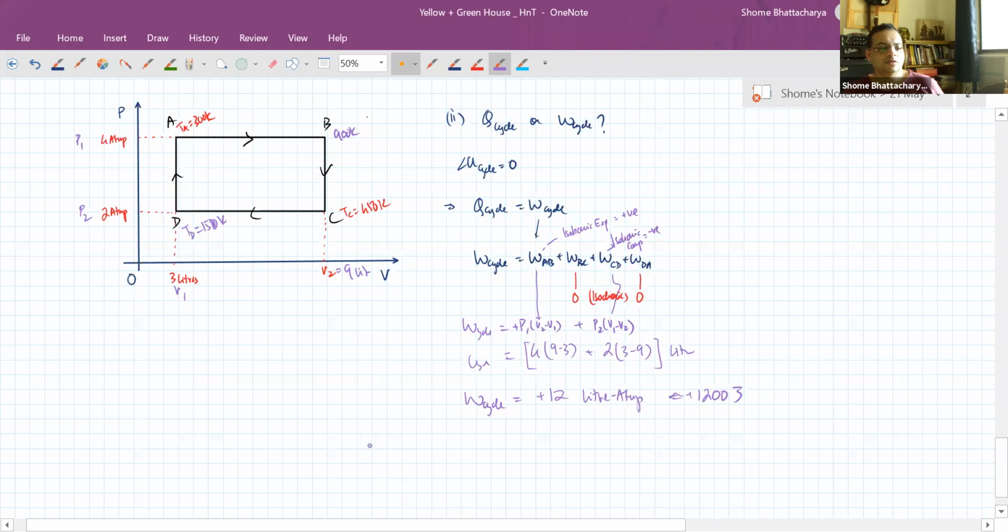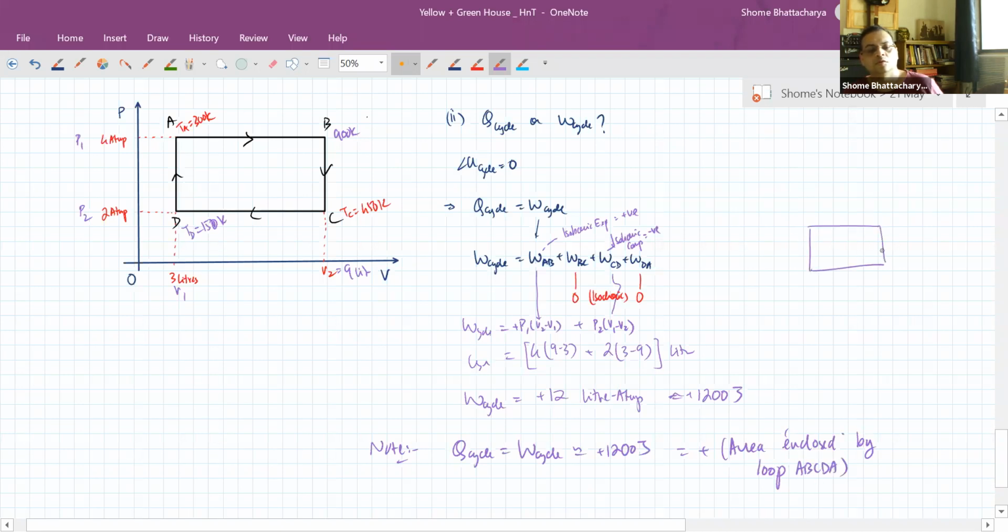Okay. Now notice one thing also, that this Q for the cycle, which is equal to W for the cycle, which is coming out to be plus 1200 joules, it is actually positive of the area enclosed by the loop. If you see this loop, what is the area enclosed by it? This is your 6 liters, and this is 2 atmospheres. So the area is equal to 12 liter atmosphere, or approximately 1200 joules.